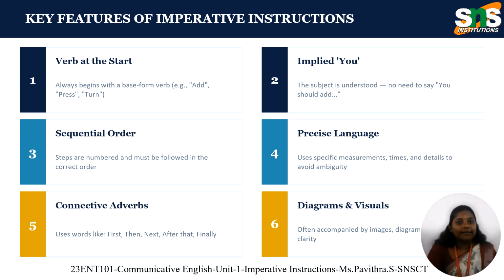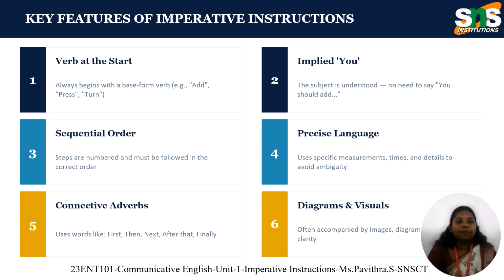Here, good imperative instructions share 6 key features. Let's go through them quickly. Verb at the start. Always begin with a base form verb. Add, press, turn, click, words like those. Implied you. The subject is understood. You don't say you should add, just add. Sequential order. Steps are numbered and must be followed in order. Step 1 before step 2, always.